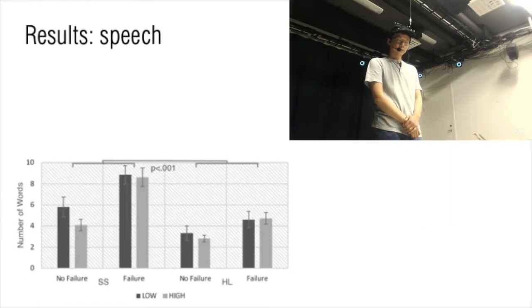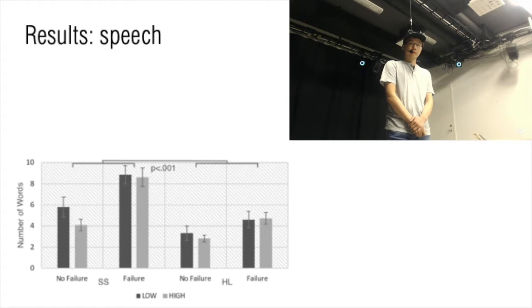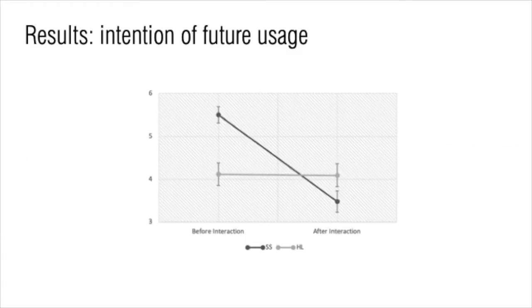Similarly, but in the direction of the smart speaker, 3-way analysis of variance showed significant main effects in embodiment and failure. Subjects uttered more words, therefore more complex utterances, with the smart speaker, but also when failures occurred. Furthermore, while users' intention to use the human-like embodiment keeps constant across time, intention to use the smart speaker decreases drastically after the interaction. Here, no significant effect was found on failure severity.